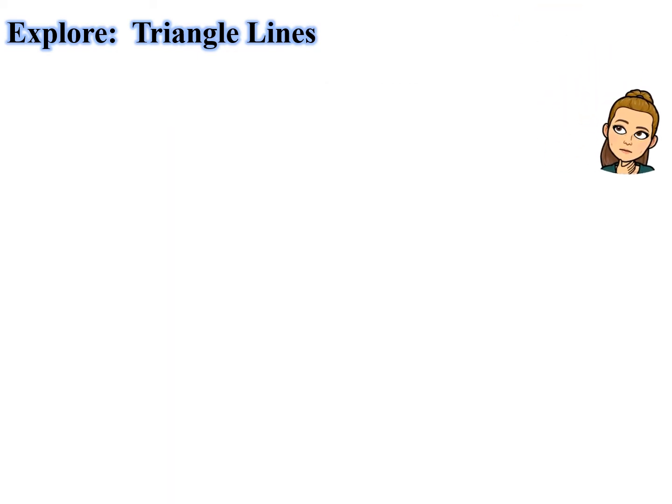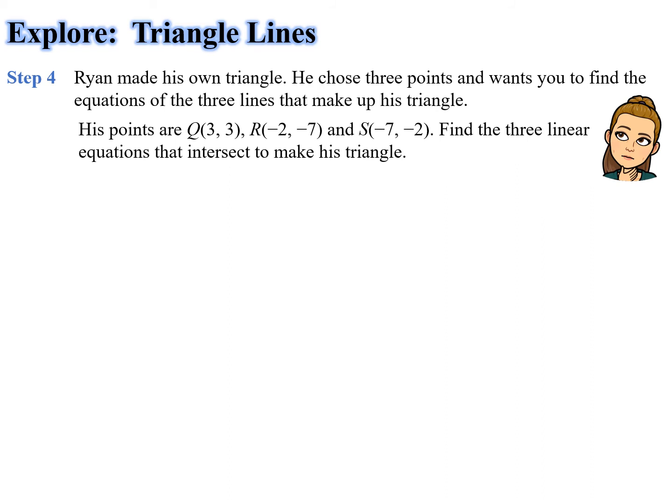So now let's think about Ryan and Ryan's triangle here. Ryan made his own triangle. He chose 3 points and wants you to find the equation of the 3 lines that make up his triangle. His points are Q (3, 3), R (-2, -7), and S (-7, -2). Find the 3 linear equations that intersect to make his triangle.